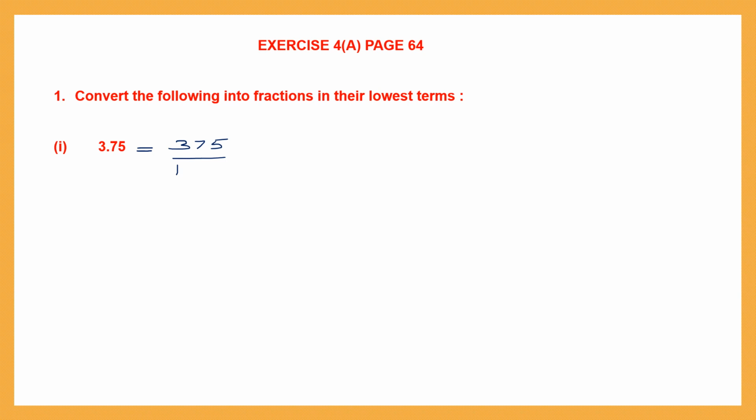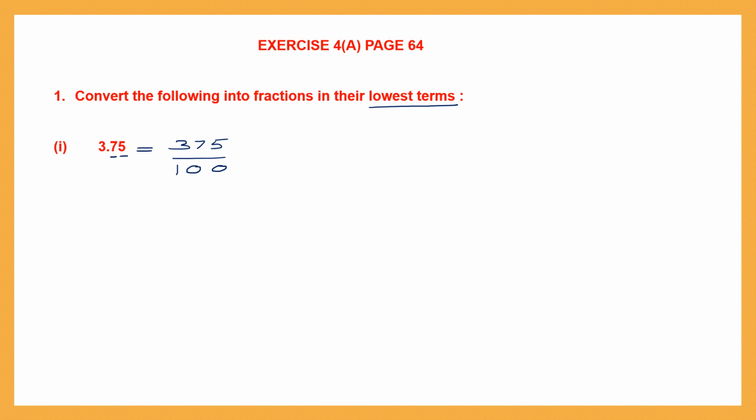Now, how many zeros do we need to put in the denominator? Let's go back to the question and see. In the question, after the decimal point, how many digits do we have? We have 1, 2. There are 2 digits here after the decimal point. That means we have to put 2 zeros. So now we have a fraction 375 by 100. The question says reduce it to the lowest term.